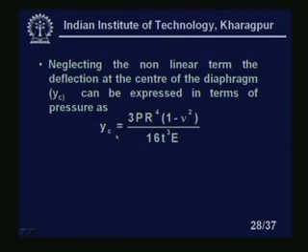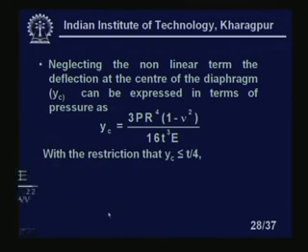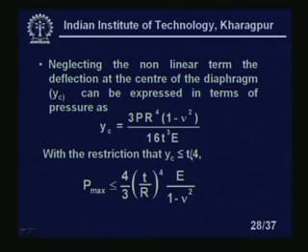Yc, the center point deflection, is almost equal to 3 P R to the power 4 (1 minus nu square) upon 16 T cube E, with the restriction that Yc should be less than T by 4, because this is the restriction we have to follow, otherwise that nonlinearity term we have to introduce here. So, with this restriction the maximum pressure which I can measure should be less than 4 by 3 T upon R to the power 4 multiplied by E upon 1 minus nu square. You can see this ratio is very important, that means thickness to the radius of the diaphragm is very important to control the maximum pressure, right.